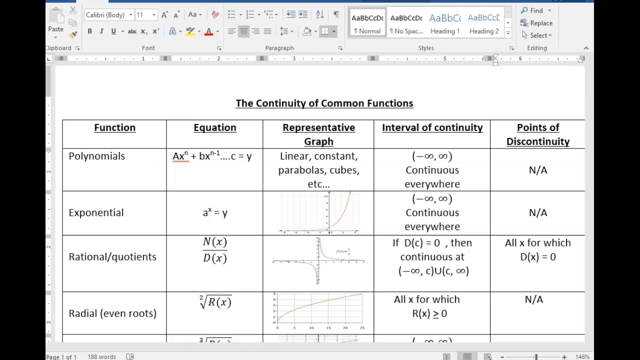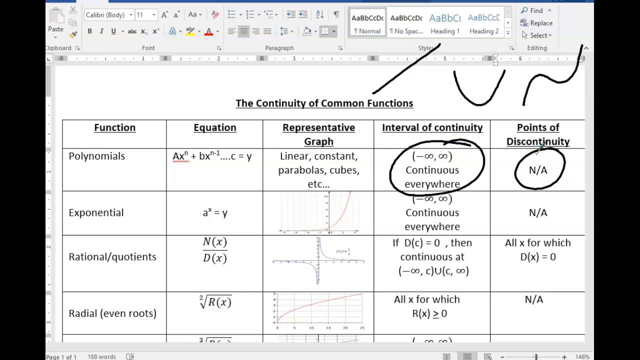They're always continuous. They're continuous from negative infinity to positive infinity, whether you're talking about parabolas or cubic functions or linear functions. They never have any holes, gaps, or jumps in them. So they're always continuous. They're never discontinuous. Okay?